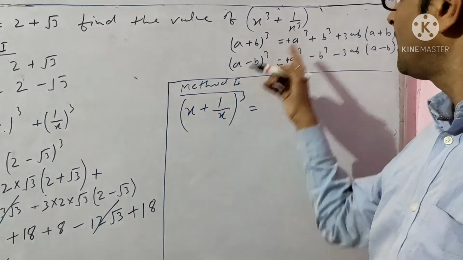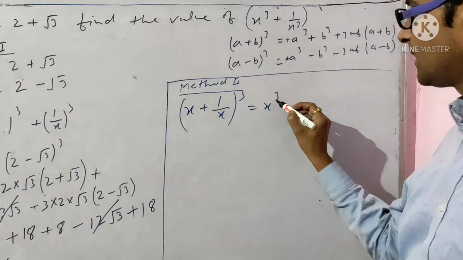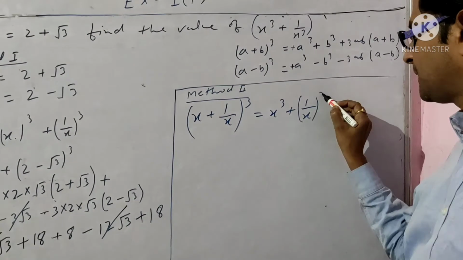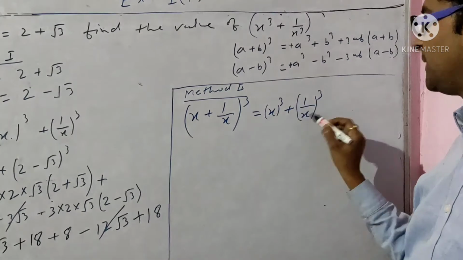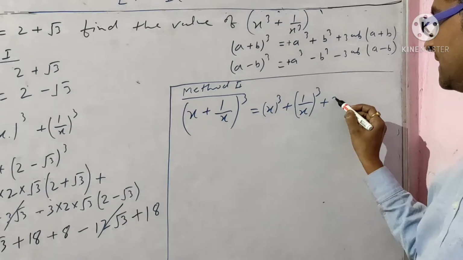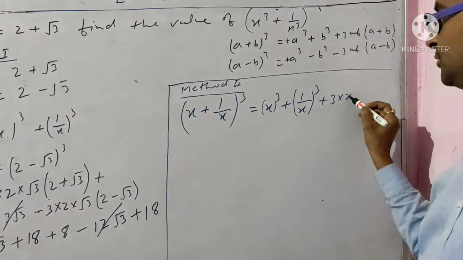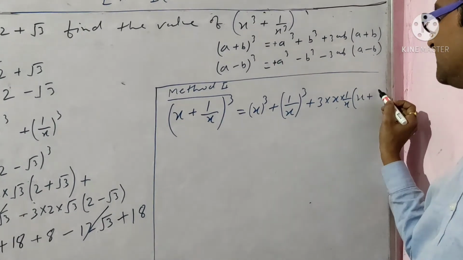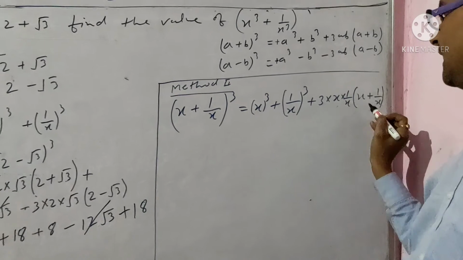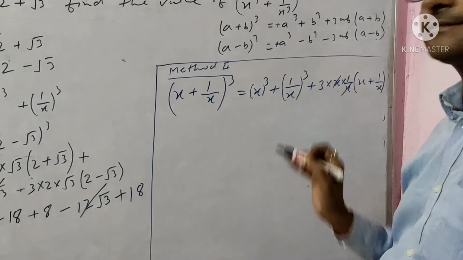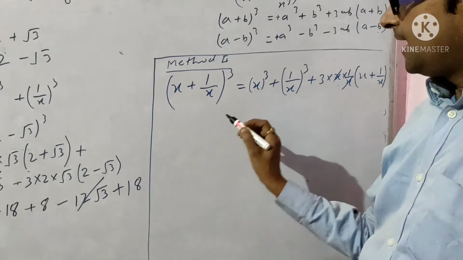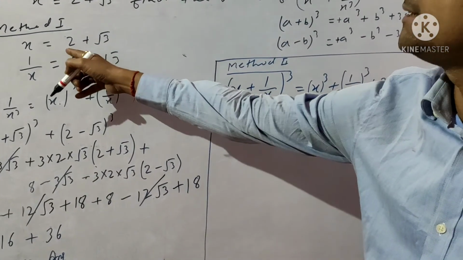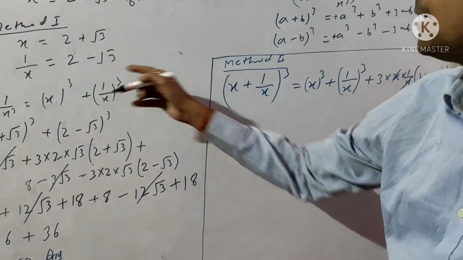So what is the formula? (x plus 1 by x) whole cube, that means a cube plus b cube, plus 3ab, 3 into x into 1 by x, and bracket x plus 1 by x. Here student, this x and this x is cancelled, and the value of x is already calculated here. Means the value of x is given and 1 by x is calculated.